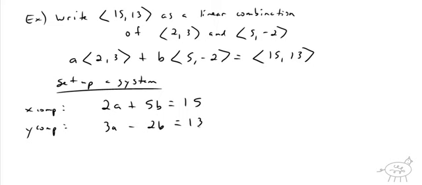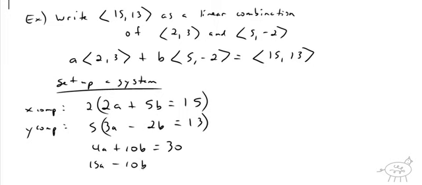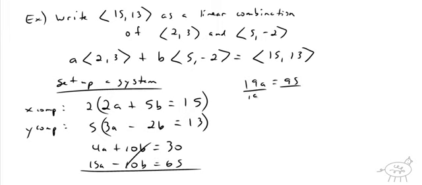So I'm going to solve for b first, just because one's positive, one's negative. It looks a little easier. So I'll multiply this one by 2 and this one by 5. So we get 4a plus 10b equals 30. And 15a minus 10b equals 65. And if we add those together, we get 19a, the b's cancel, 19a equals 95. We divide by 19, so we get a is equal to 5. That's nice.